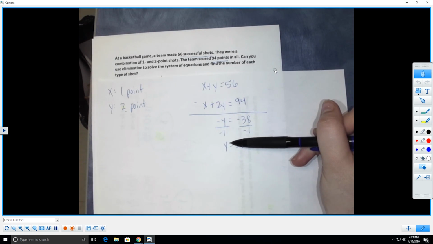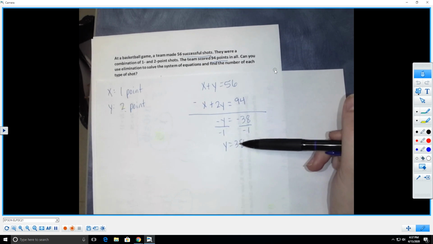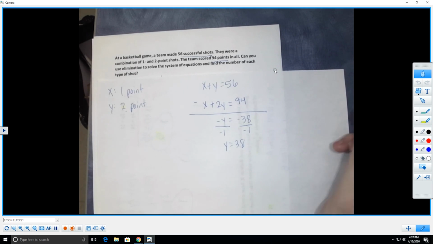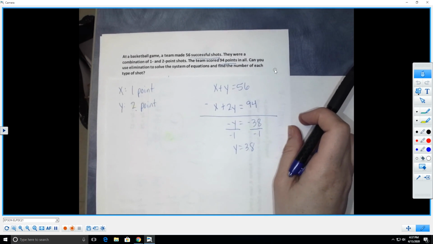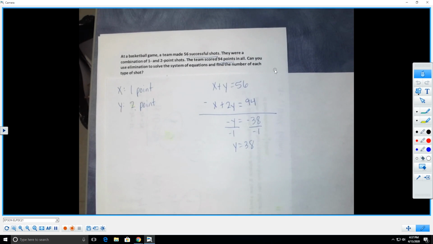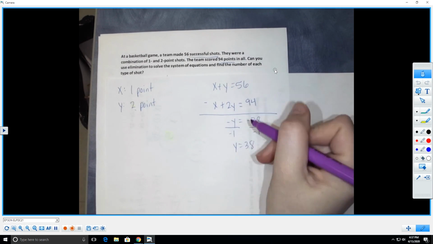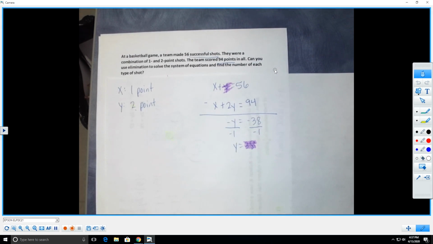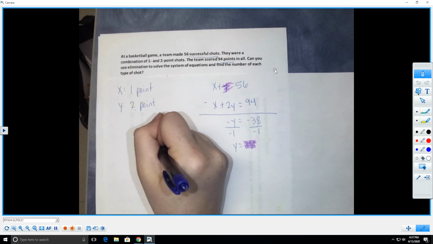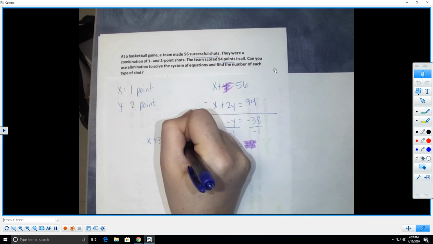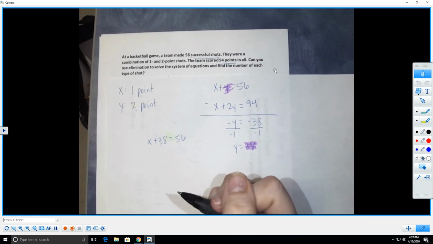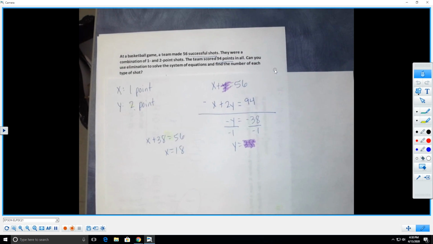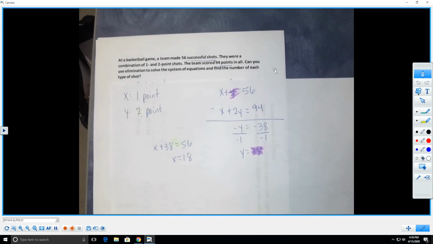You can determine the number of 1-point shots using this information. You can use either equation to plug this information back into, but let's try the simplest equation. So I'm going to use the top equation here. And where I see y, I'm going to plug in 38. So I have x plus 38 equals 56. And I know that x equals 18. You are really getting the hang of this.